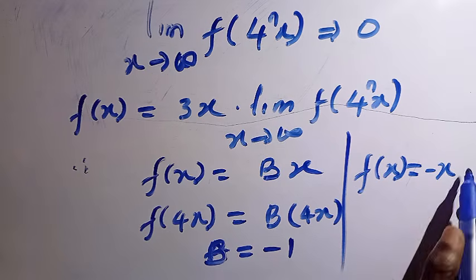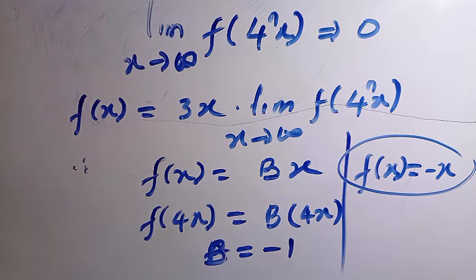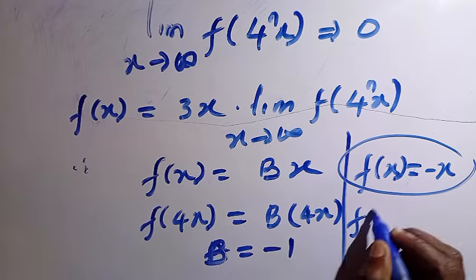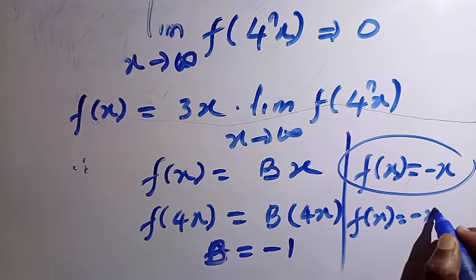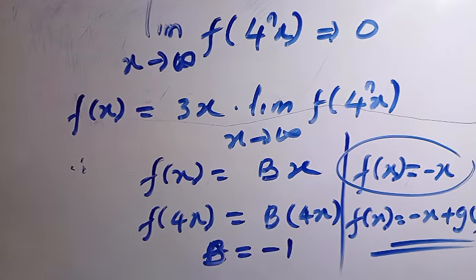But we cannot make this a general solution. We have to look for a constant, if we might possibly have a periodic function. So we can write it in a general form as f of x equals, let's say, minus x plus g of x, where this g of x is any function.